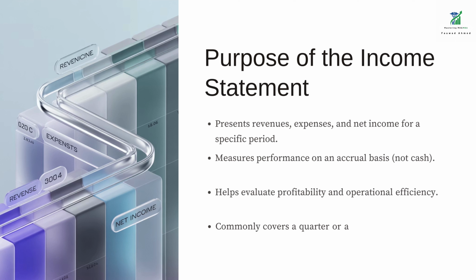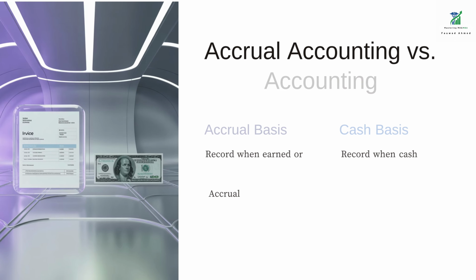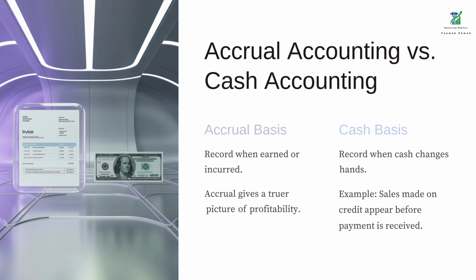Purpose of the income statement. The income statement reports revenues, expenses, net income, and earnings per share for a specific accounting period, often a year or quarter. It's based on the accrual method of accounting, meaning revenues and expenses are recorded when they're earned or incurred, not when cash actually changes hands. That's what makes the income statement different from the cash flow statement. The ultimate goal is simple: show how well the company's operations turn sales into profit.